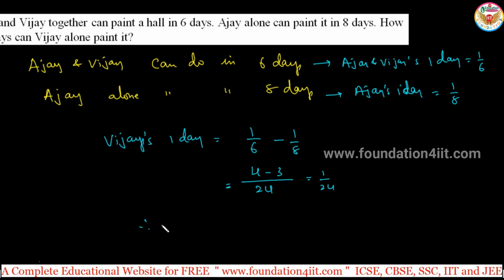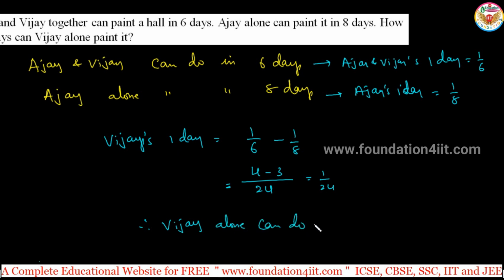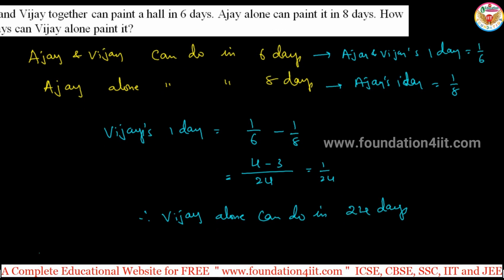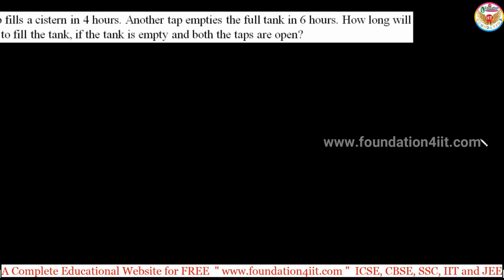So the reciprocal of this number is the number of days Vijay takes. So Vijay alone can do it in 24 days. Whatever the number is, just take the reciprocal of this. So Vijay alone can do it in 24 days, because Ajay takes 8 days, Vijay 24 days, and together it is 6 days. When together and one person is given, just go for subtraction. Now see one more sum.